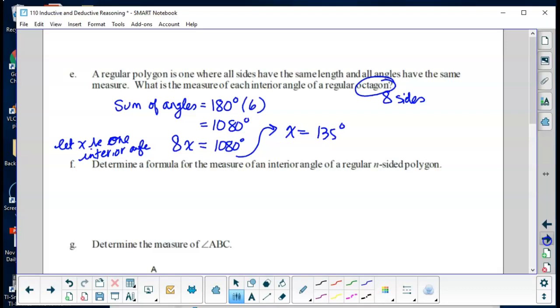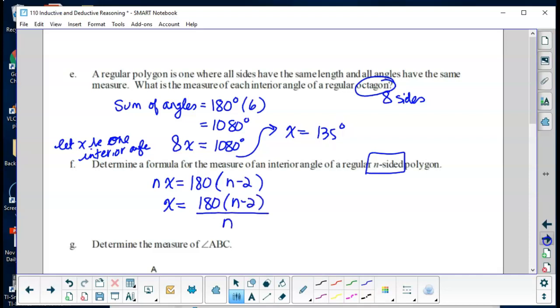Then determine a formula for the measure of an interior angle of a regular n-sided polygon. So what did we do here? This would have been nx equals 180 times 8. In that case, it was 8, but it's n sides, so n minus 2. So if we solve for x, it's going to be 180 times n minus 2 over n. And you could put the degree with the 180 if you want, or on the outside.